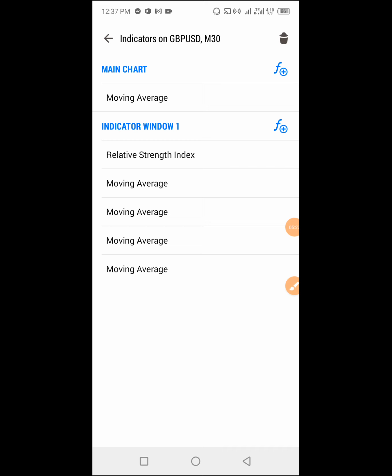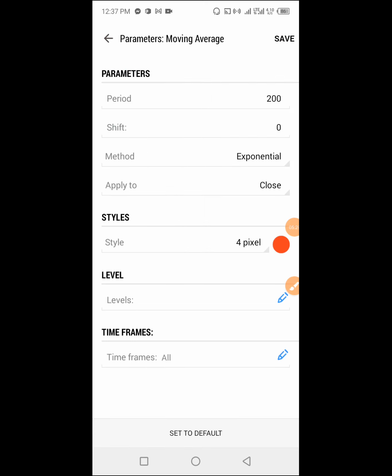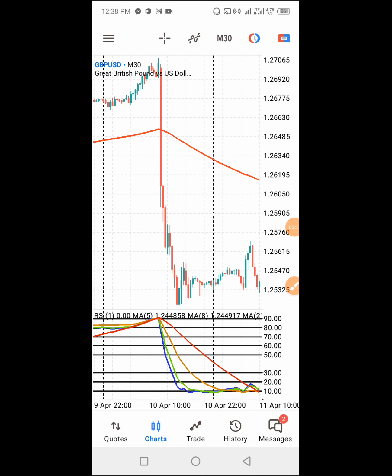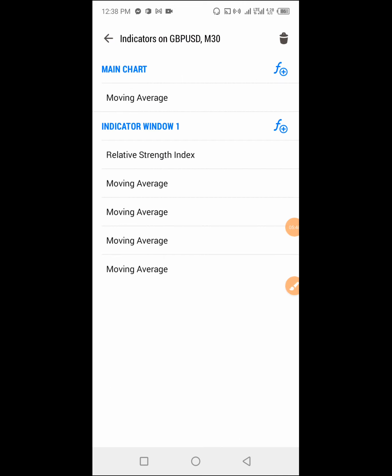Click on the main chart. We have moving average 200, exponential. Now this moving average 200 is acting as trend. It's giving you the information if trend is high or trend is low. That means if trend is on the upside or is on the downside. That is the function. Then we still have other indicators.